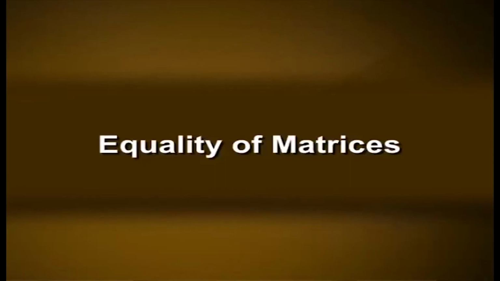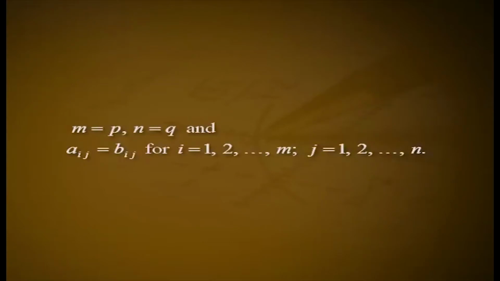Equality of matrices: two matrices are said to be equal if they are of the same order and the corresponding elements are same. Precisely speaking, A is equal to matrix Aij of order m by n and B is equal to matrix Bij of order p by q are equal if m is equal to p, n is equal to q, and Aij is equal to Bij for i is equal to 1, 2, etc. up to m and j is equal to 1, 2, etc. up to n.